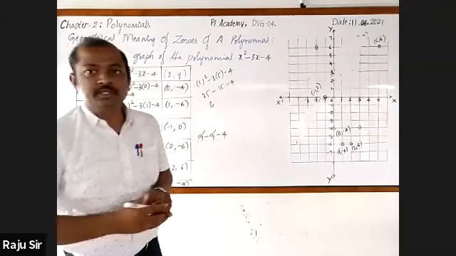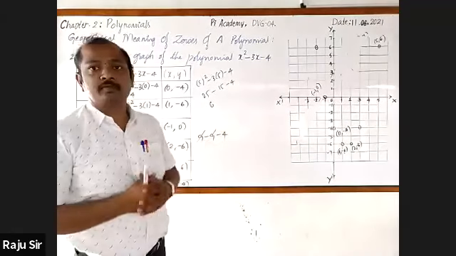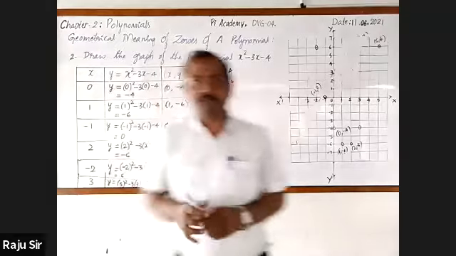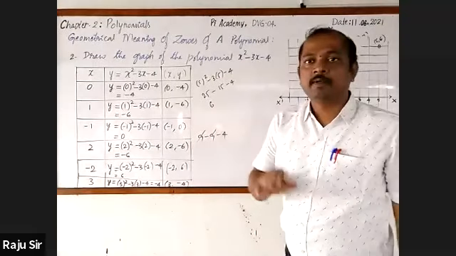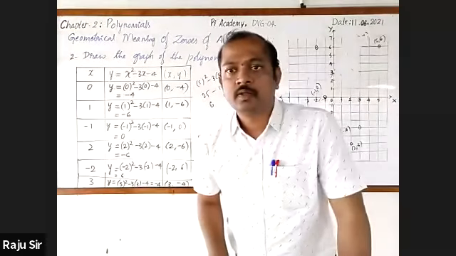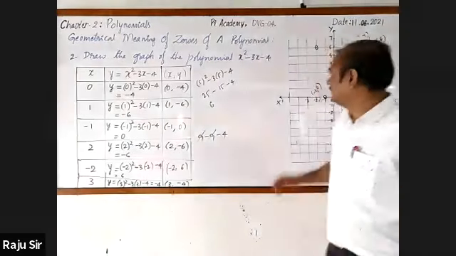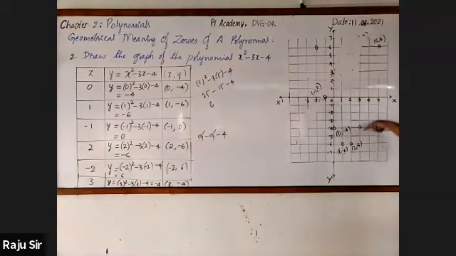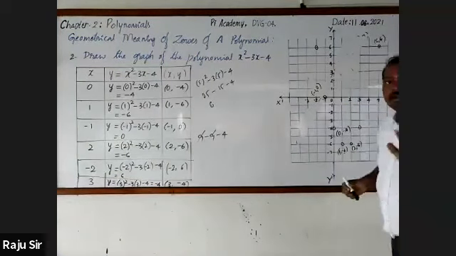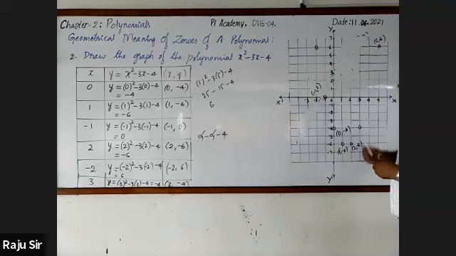You all may be thinking why we have taken so many points. You'll come to know that. Definitely a curved line. Very good, Spandana, you are right. Now we get a curved line, so join the points. Observe. Let's not use the scale. Directly you can join.